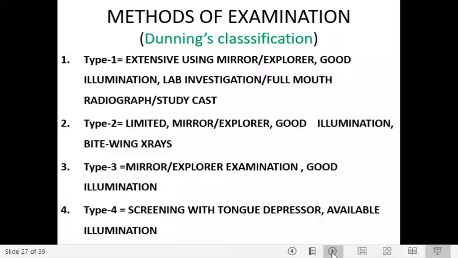So, what is Dunning's classification? In a survey, you can do either extensive or limited screening. Accordingly, type 1 means extensive, that is using mirror, explorer, good illumination, lab investigation, full mouth radiograph, and study cast. Type 2 is limited: mirror, explorer, good illumination, and bitewing X-rays for caries. Type 3 is mirror or explorer examination or good illumination. Type 4 is screening with the tongue depressor and available illumination.